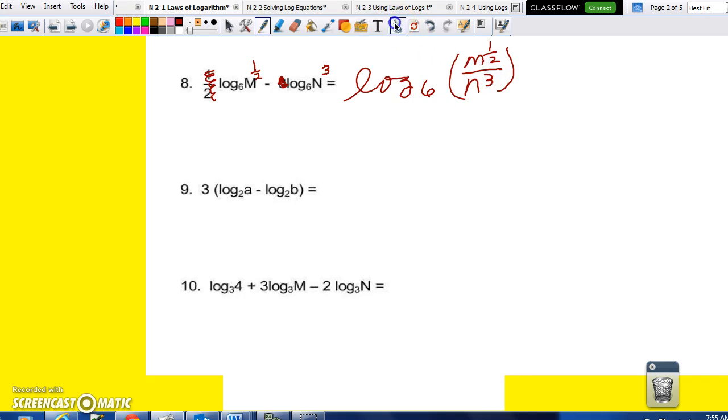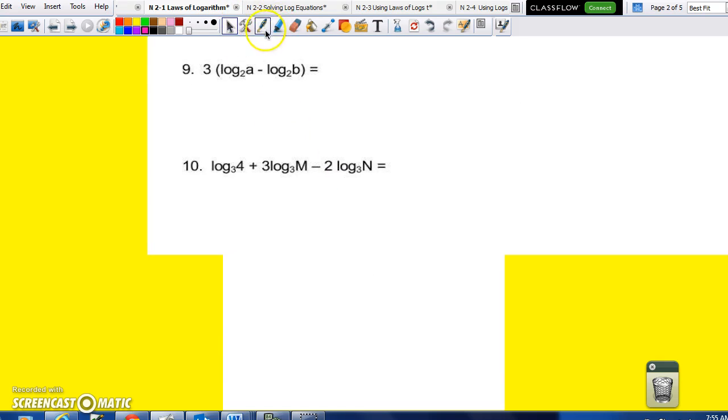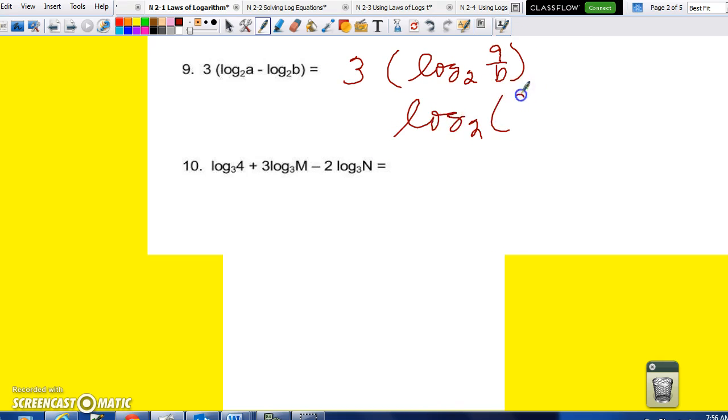Okay, let's go to number 9. Remember, pause the video if you need more time. When I go to number 9, I'm going to wait to deal with that 3, only because I know that 3 applies to everything. If I deal with the inside, because I'm subtracting, I'm really going to have log base 2 of a divided by b, and that 3 has to apply to both. So I really have log base 2 of a over b, both to the 3rd power. And yes, that would be the same as a to the 3rd over b to the 3rd, in case you were wondering.